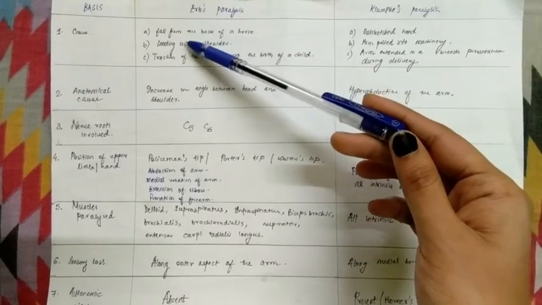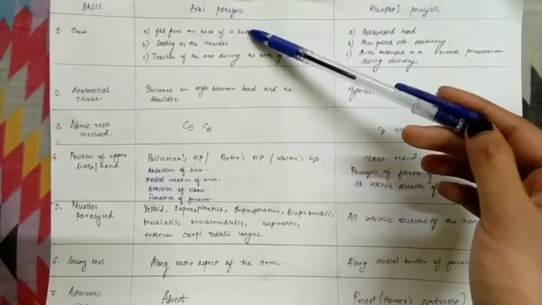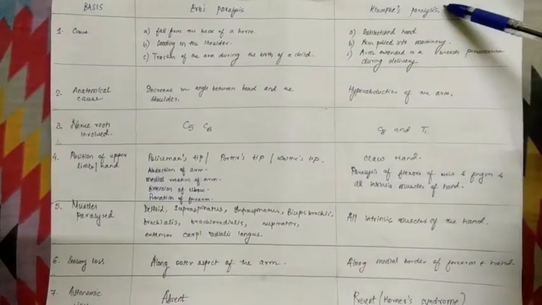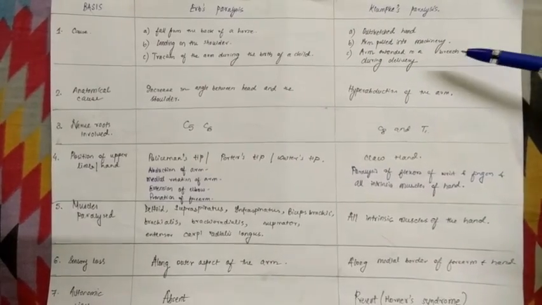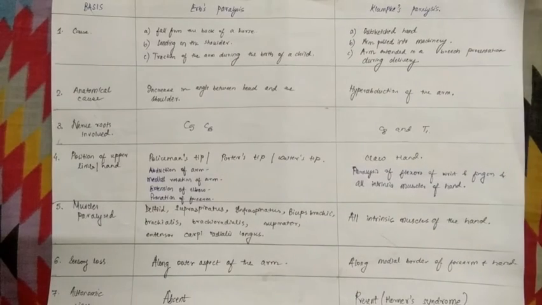Erb's paralysis is caused by landing on the shoulder or fall from the back of a horse or the traction of the arm during the birth of a child. And Klumpke's paralysis can be caused by outstretched hand, arm pulled into the machinery, or during the delivery of the baby. Now, this is based on learning.